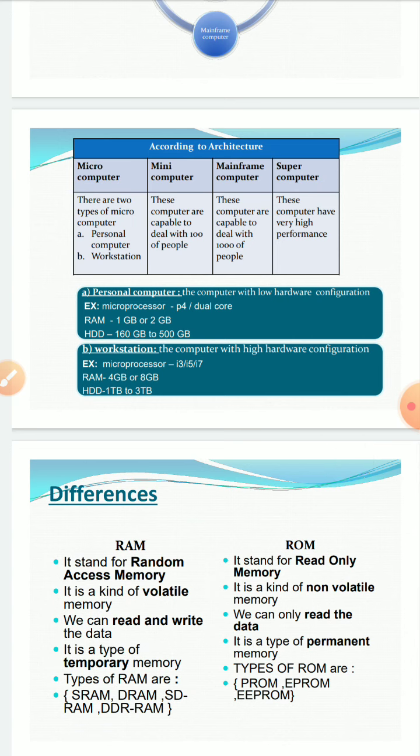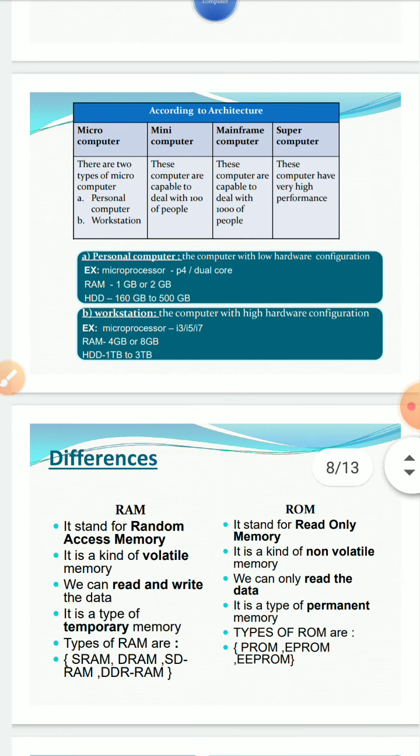Now, what is personal computer and workstation? The personal computers are the computers with low hardware configuration. Example: microprocessor, P4 dual core, RAM 1 GB or 2 GB, hard disk drive 160 GB to 500 GB. And the second one is workstation, the computers with high hardware configuration. Example: microprocessor i3, i5 and i7, RAM 4 GB or 8 GB, hard disk drive 1 terabyte to 3 terabyte.